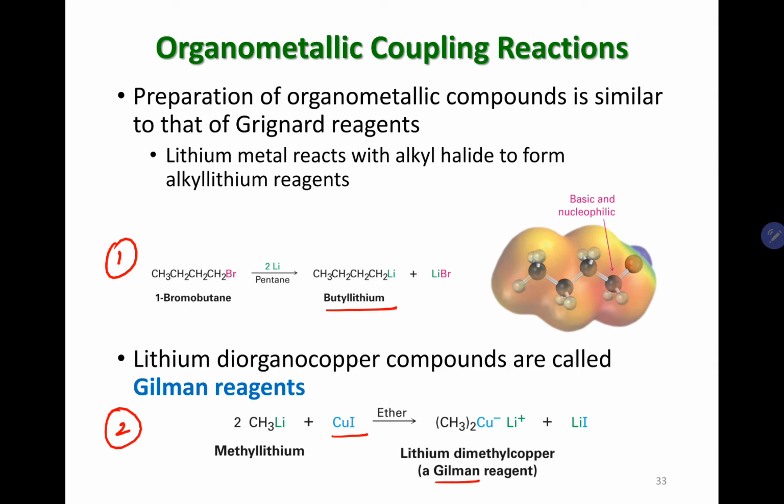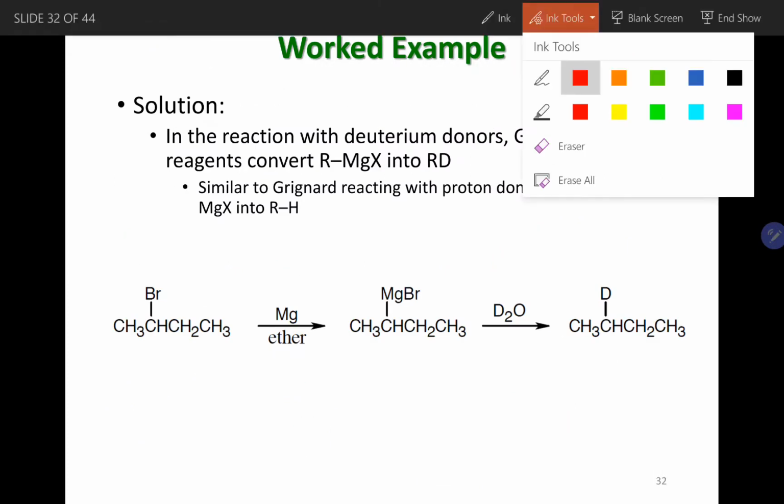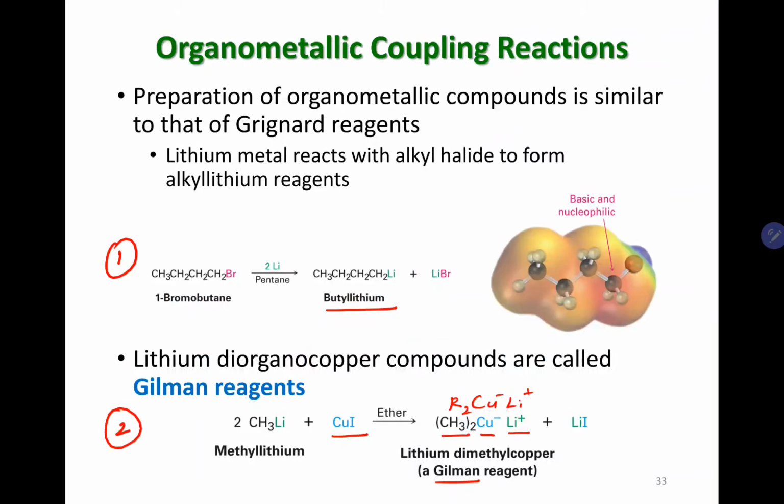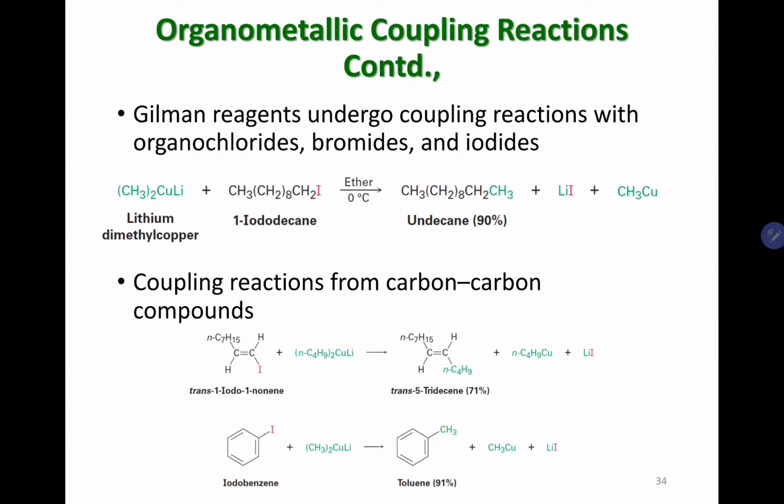So basically, Gilman reagent is a lithium diorganocopper compound. You have a lithium cation and a copper anion, and this copper anion also has two R groups, or organic groups. It has two R groups, so that is why we call it diorganocopper. That reagent right there is known as a Gilman reagent.